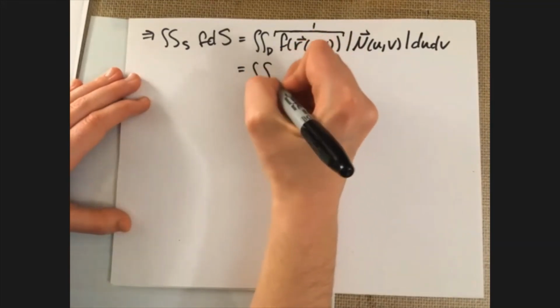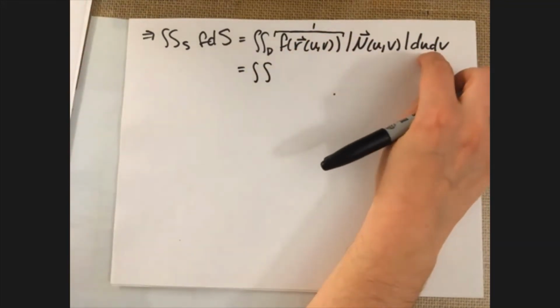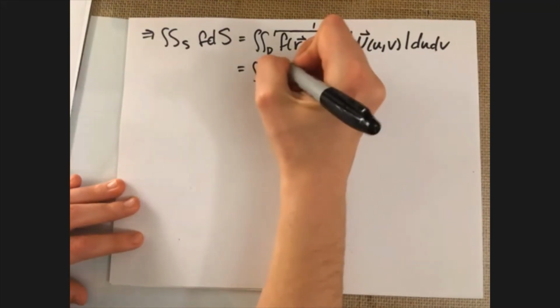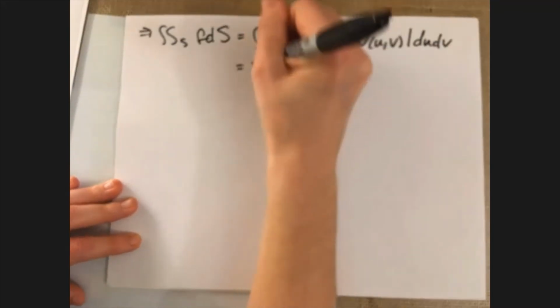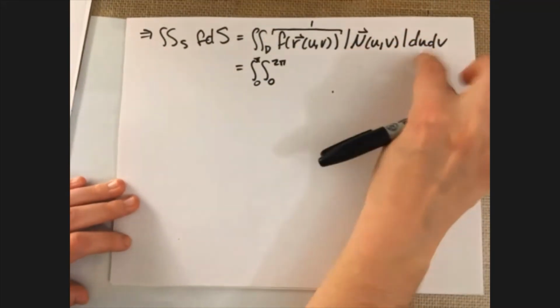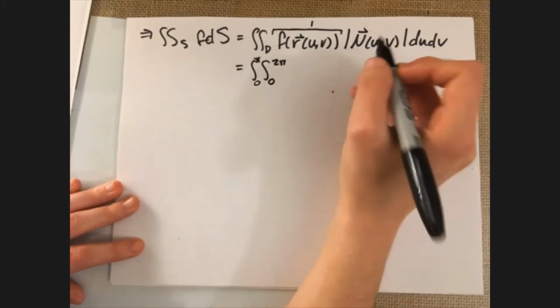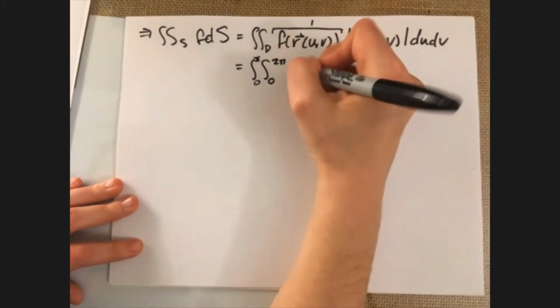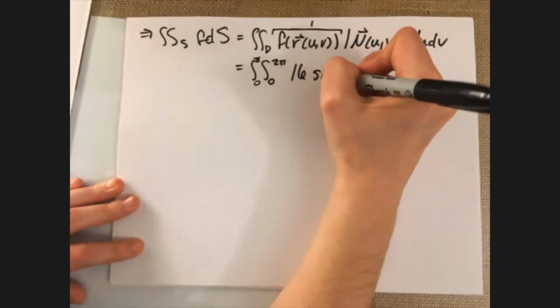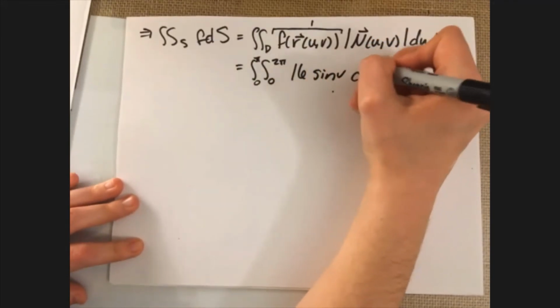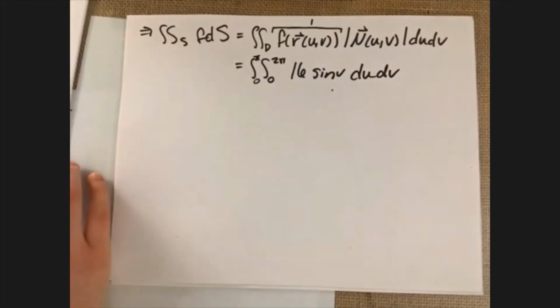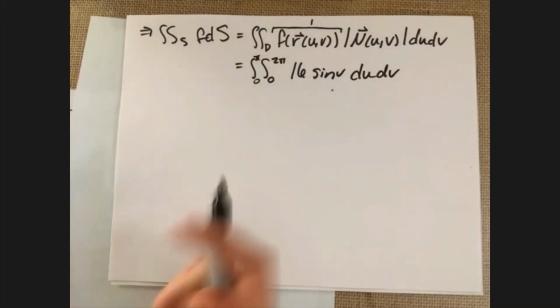Our double integral bounds on u were 0 to 2 pi, bounds on v were 0 to pi. And then we have this length of n(u,v), so 16 sine v is what I'm getting there, and then du dv. And then you can compute this integral from here. It should be pretty straightforward. It's just sine.